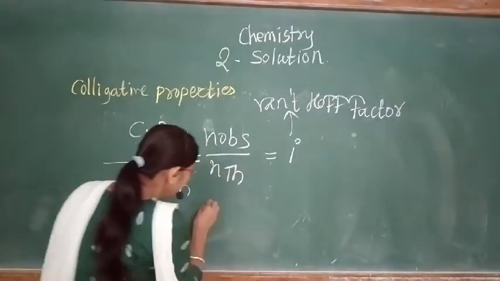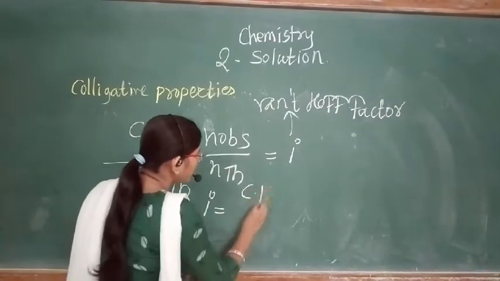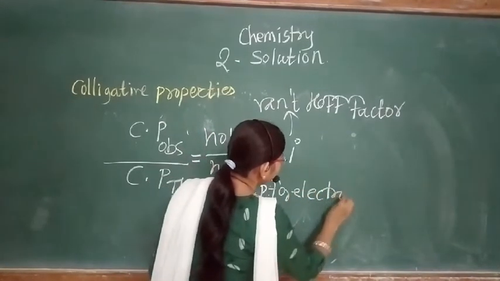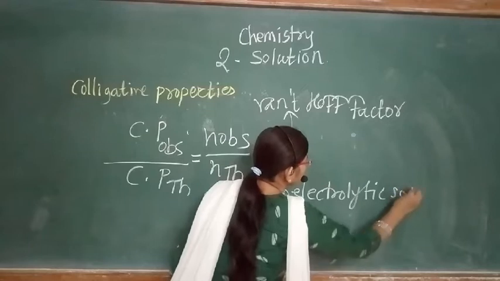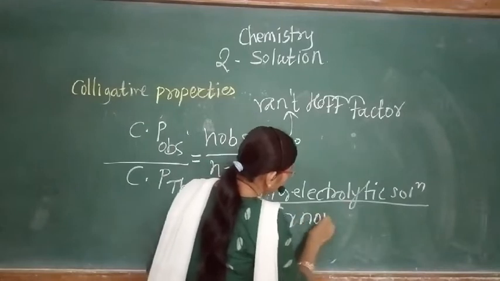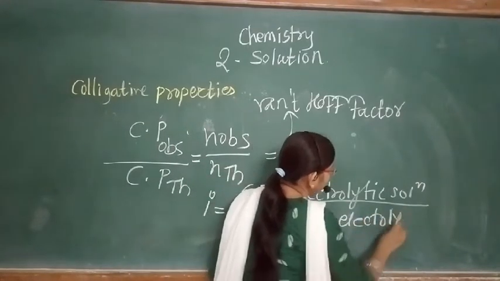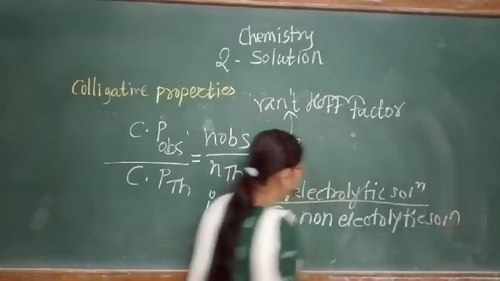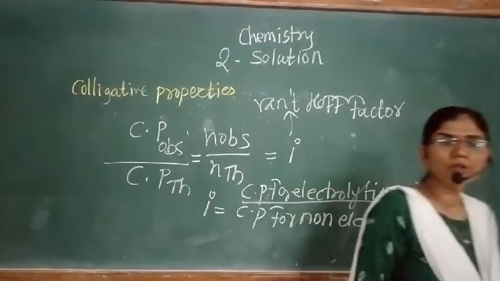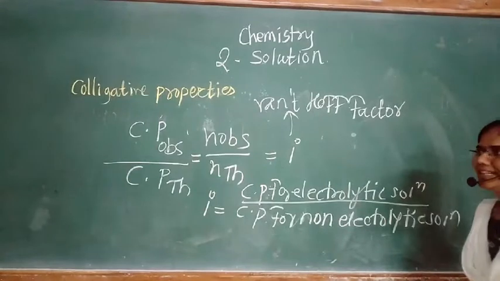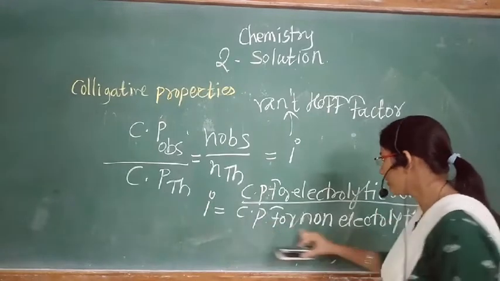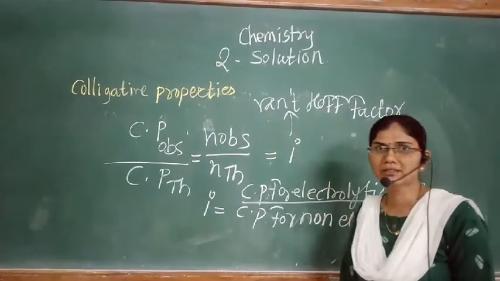That means i is defined as the colligative property for the electrolytic solution to the colligative property for the non-electrolytic solution, and therefore i is equal to the colligative property for the electrolytic solution to the colligative property for the non-electrolytic solution.